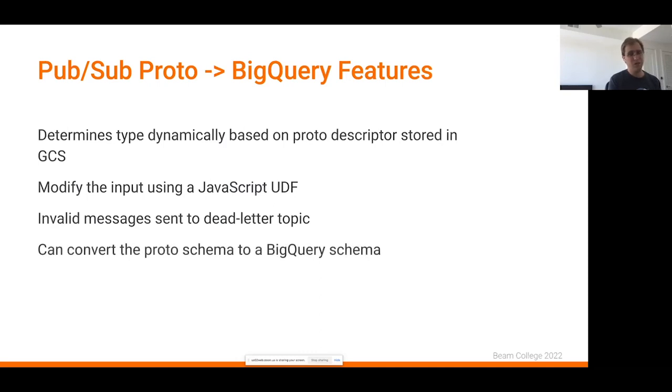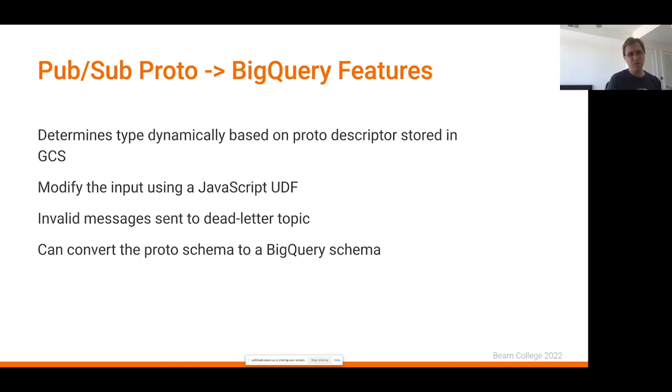This also allows you to basically infer a BigQuery schema from your proto schema. You don't have to provide the BigQuery schema. If, say, your table doesn't exist before this pipeline starts up, normally you would have to provide a schema. And I think for our PubSub Avro to BigQuery, you do have to provide the schema. But in this case, we'll go through our understanding of the proto schema and convert that into something that BigQuery can understand.